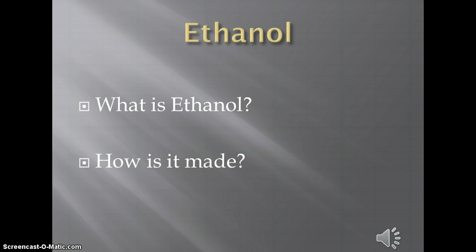What is ethanol? Ethanol is a form of energy that is derived from corn. Ethanol is essentially alcohol, but not the stuff you drink. So how exactly is ethanol made?